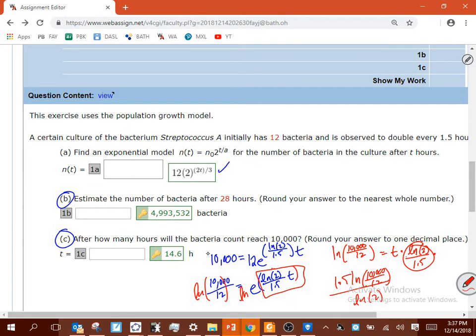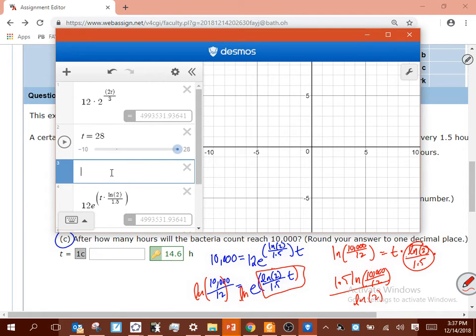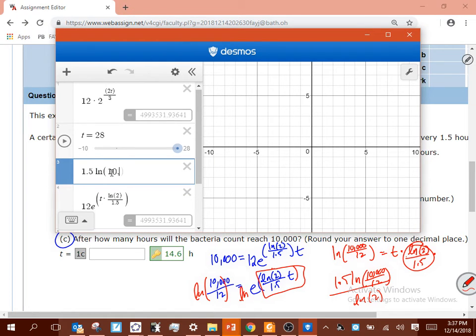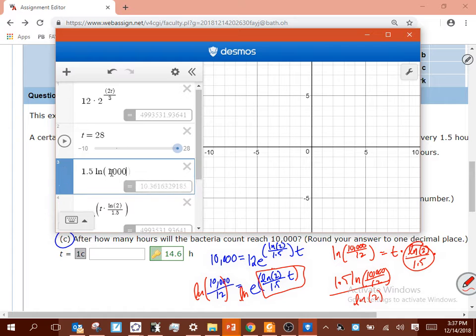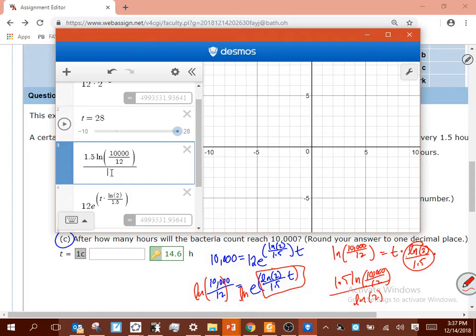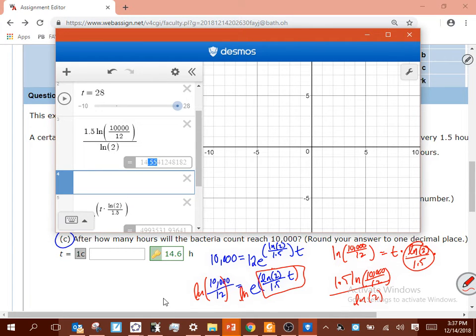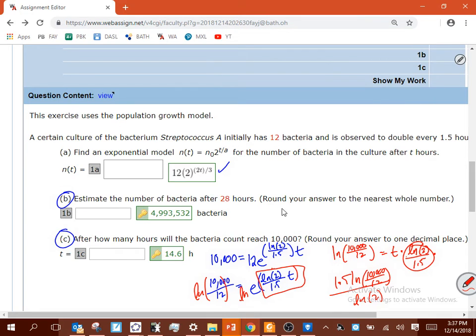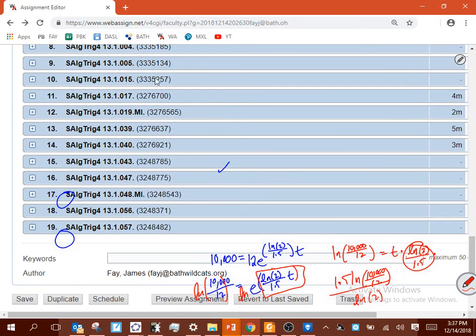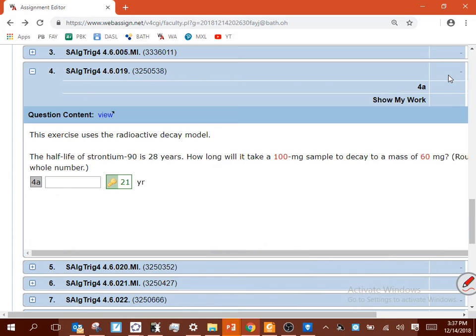If you were to type that in, it will look for 14.6 here. So I just type that in and see if we do indeed get that. 1.5 ln of 10,000, I don't know if it knows what to do with commas, divided by 12, and then that thing divided by ln of 2. You do get that 14.6 result. So that's question 1. The next question I wanted to cover was 4.